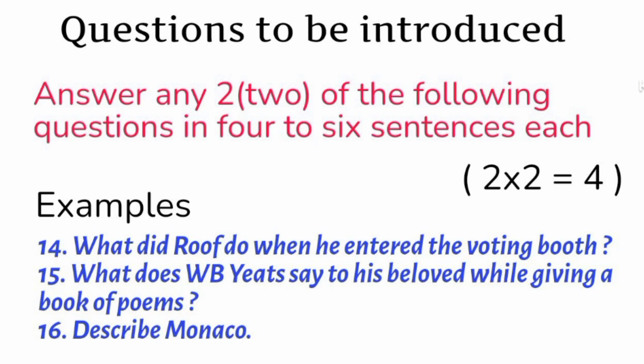Examples: what did Roof do when he entered the voting booth? Next, what does W.B. Yeats say to his beloved while giving a book of poems? Describe Monaco. See how easy these questions are. I believe that this is a welcome change.